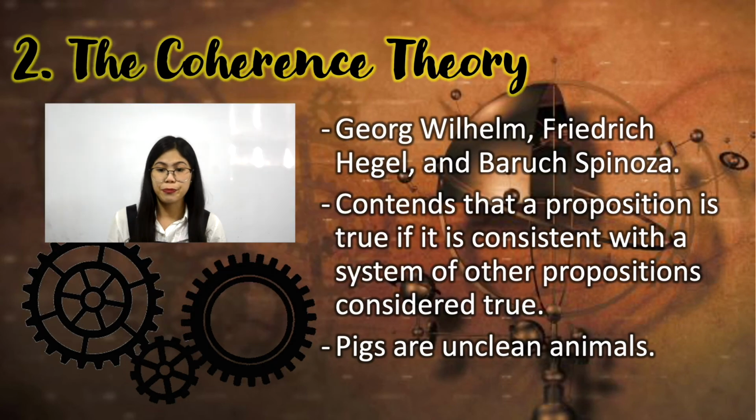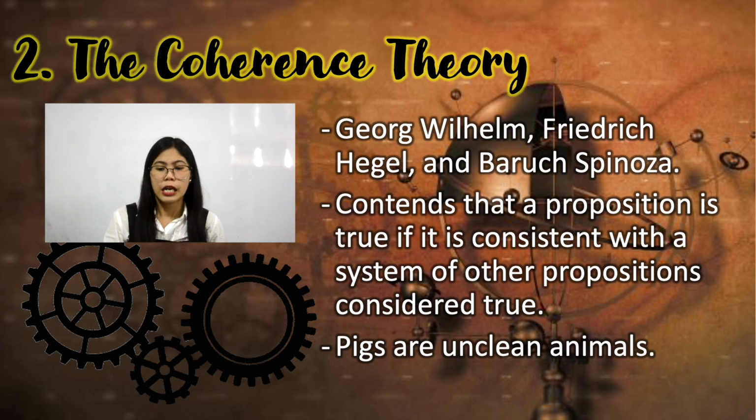The next theory of truth is the Coherence Theory. This was originally developed by Georg Wilhelm Friedrich Hegel and Baruch Spinoza. So this theory contends that a proposition is true if it is consistent with a system of other propositions considered true. In other words, a statement is true if it consistently applies to other things or to other people as well. Or it is not only true to you, but to other people as well.